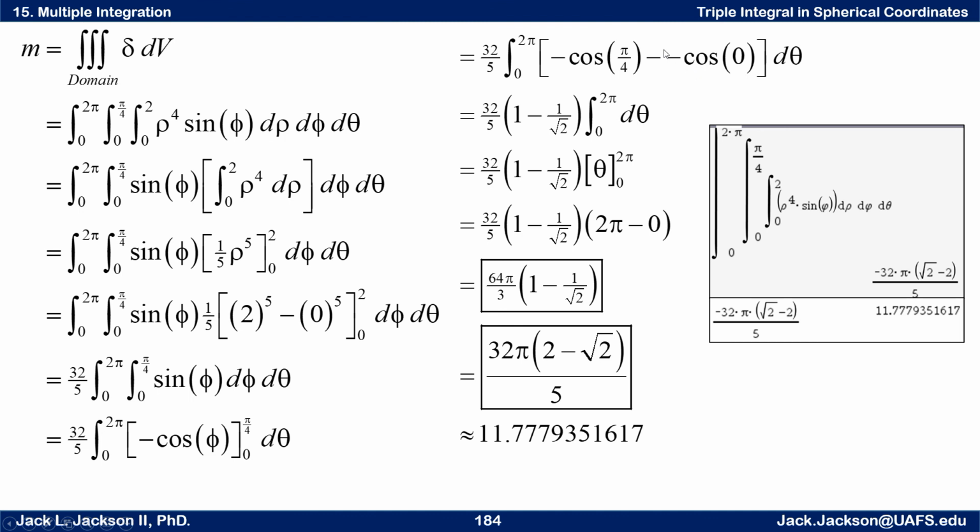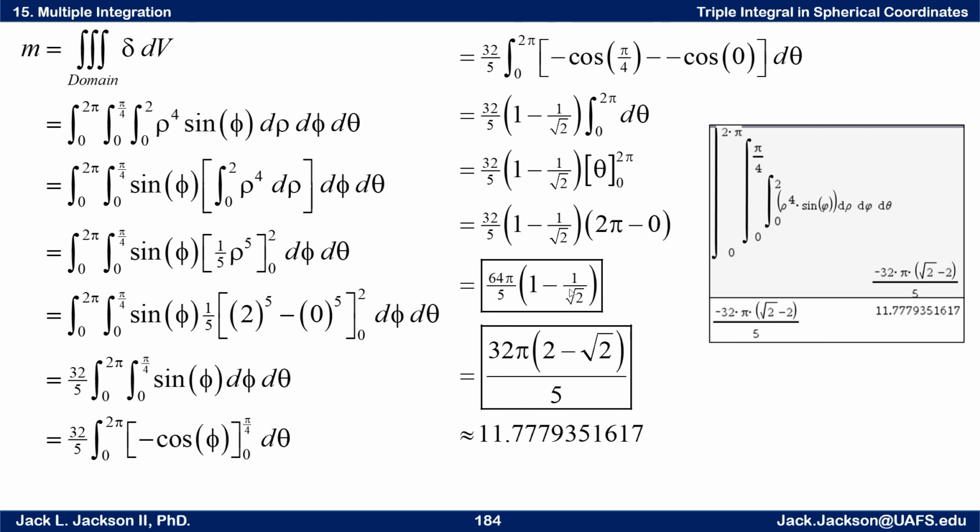And notice that's a constant, so I can bring it out front of the integral here and multiply it by the 32/5, leaving me just the integral of d theta. Antiderivative there is just theta. From 0 to 2 pi is 2 pi minus 0, or 2 pi. 2 pi times 32 is 64 pi. So we have 64 pi over 5. Okay, that's better. And then I have this 1 minus 1 over square root of 2.